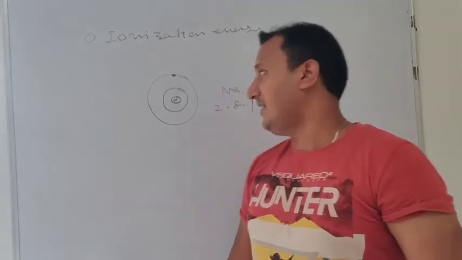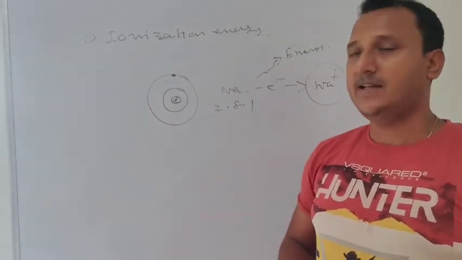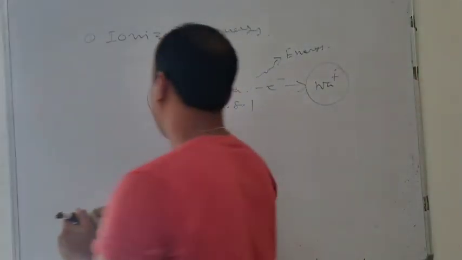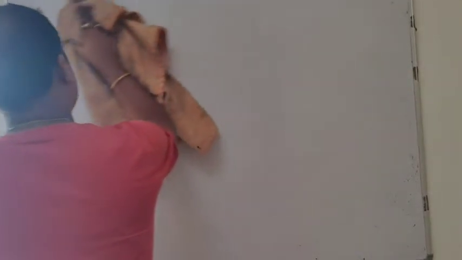Is that clear now? Next, what is electronegativity? The definition of electronegativity tells us that it is the relative tendency to attract the shared pair of electrons towards itself.